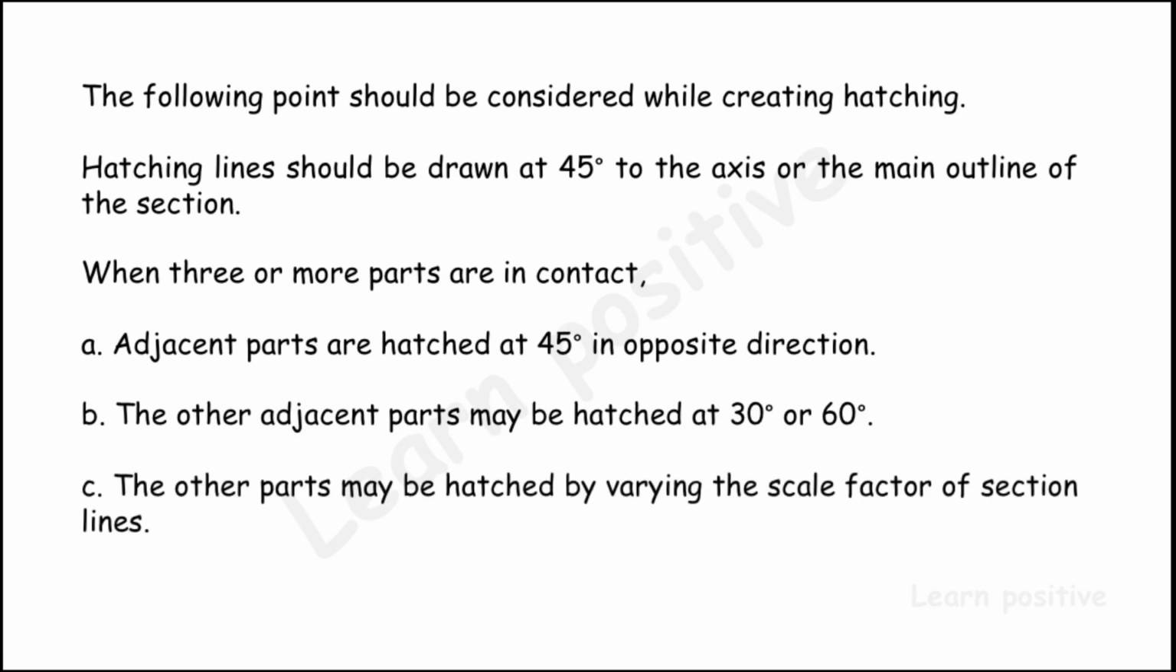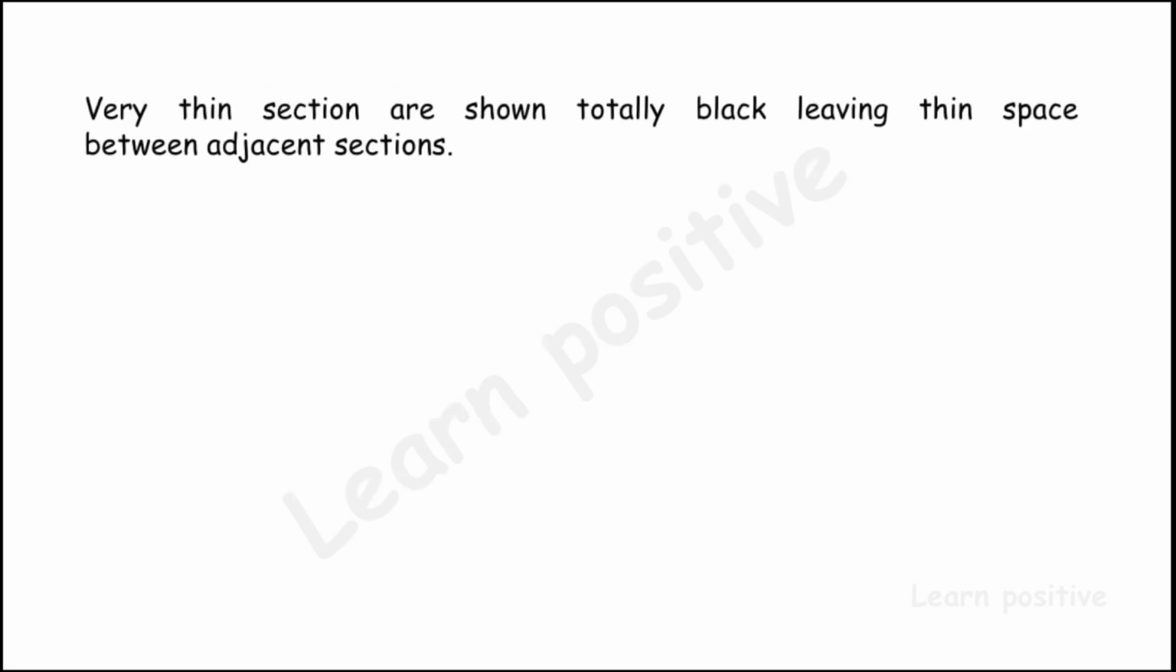And the other parts may be hatched by varying the scale factor of the section lines. If the component size is tiny or bigger, we have to use different ideas. We can take a very thin section and show it totally black, leaving a thin space between the adjacent sections. If the component is very small, we cannot hatch it properly, so we give black shade on the component to show the thin sections.